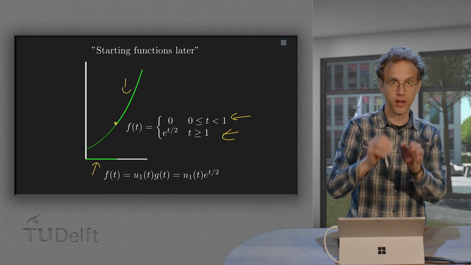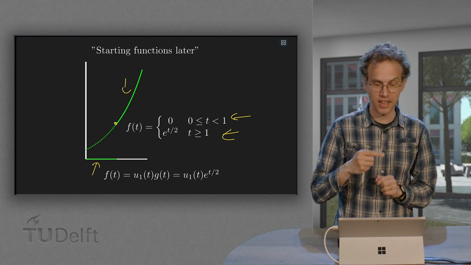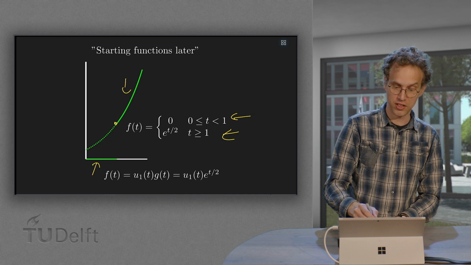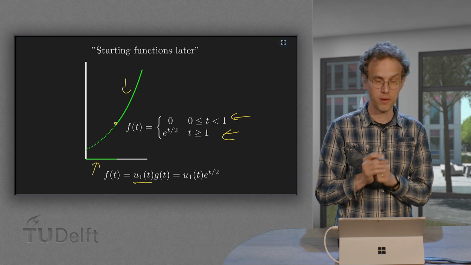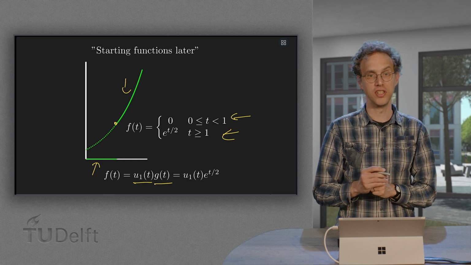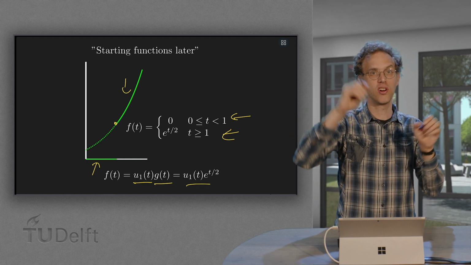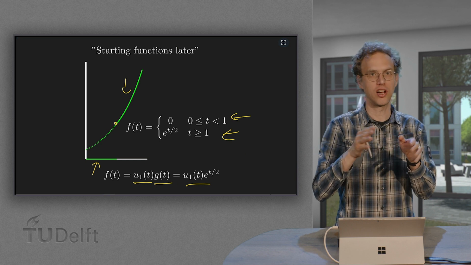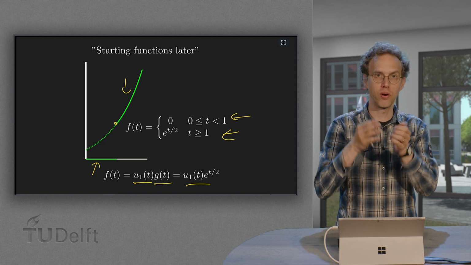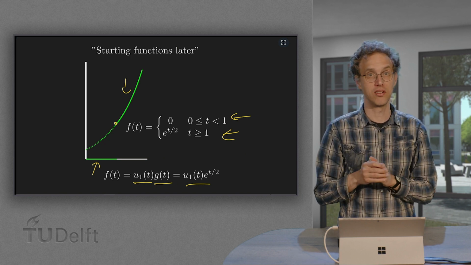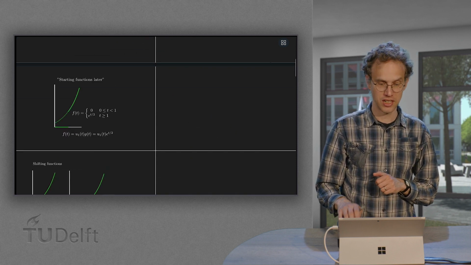The function is 0 on the first part and then starts as being e to the power t over 2. So here f of t is basically u1 of t times g of t, so 0 between 0 and 1, and then it starts to become g of t, which is e to the power t over 2. So that's one idea. You have e to the power t over 2 everywhere, but then you say, okay, let's start it a bit later. Let's say we put the first part to 0, and we only become e to the power t over 2 if we are at t equals 1.